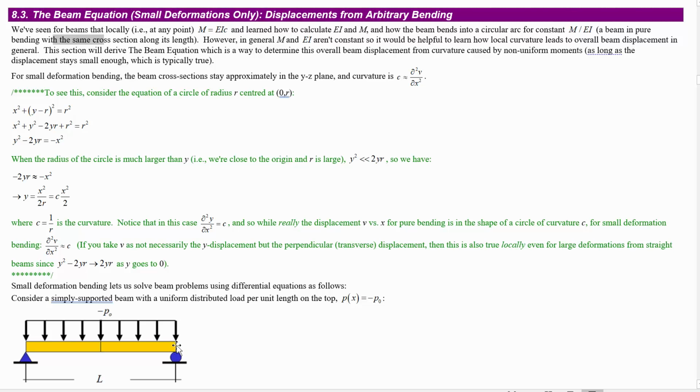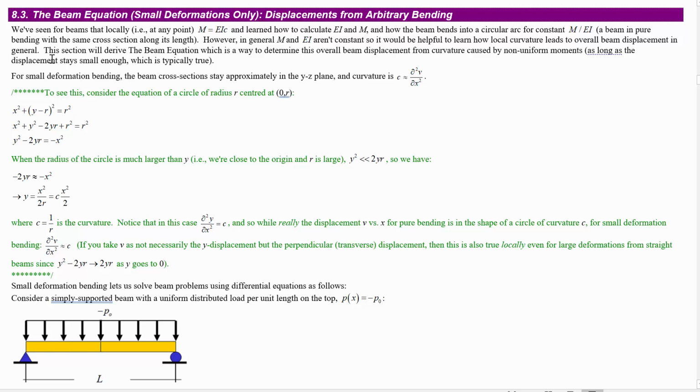It's okay if the cross-section is not a uniform material. Like maybe it has a stiffer material at the top than the bottom, like that bimetallic strip we looked at, but it has to have the same cross-section on different parts along the length of the beam for that method to work. But in general, the moment and flexural rigidity aren't constant, so it would be helpful to learn about how local curvature, which is still modeled by this, leads to an overall beam displacement in general.